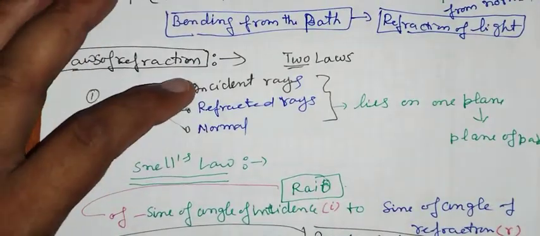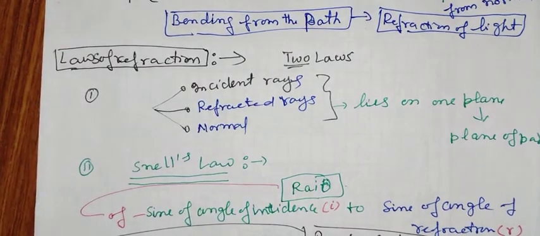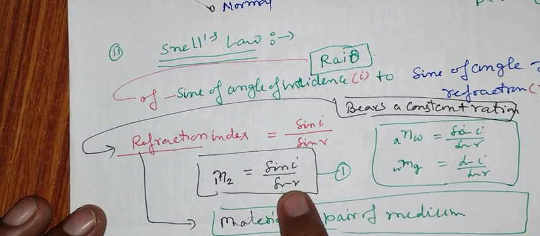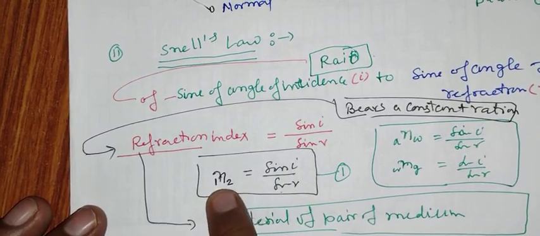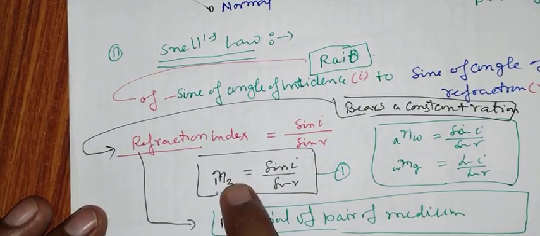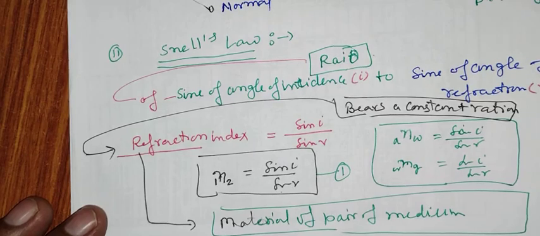Two laws we have seen. One: the incident ray, refracted ray and normal all lie in one plane. And second: the sine of the angle of incidence to the sine of the angle of refraction has a constant ratio. This constant ratio is called the refractive index of the second medium with respect to the first medium. There is one more special case when no refraction phenomenon takes place when light passes from one optical medium to another.